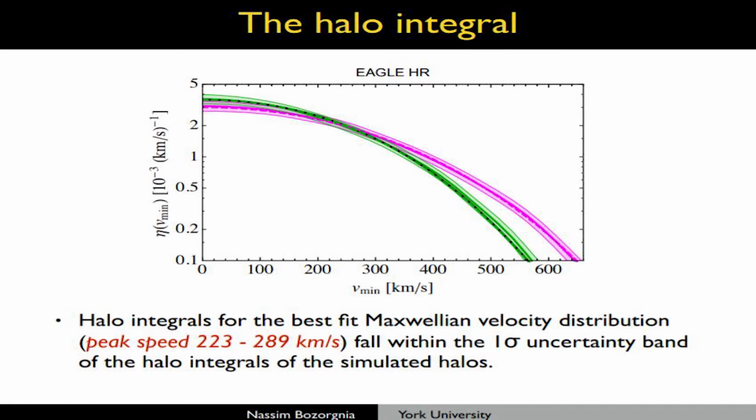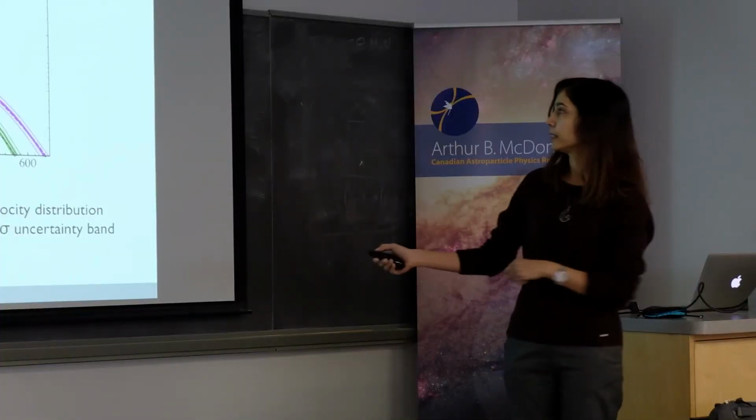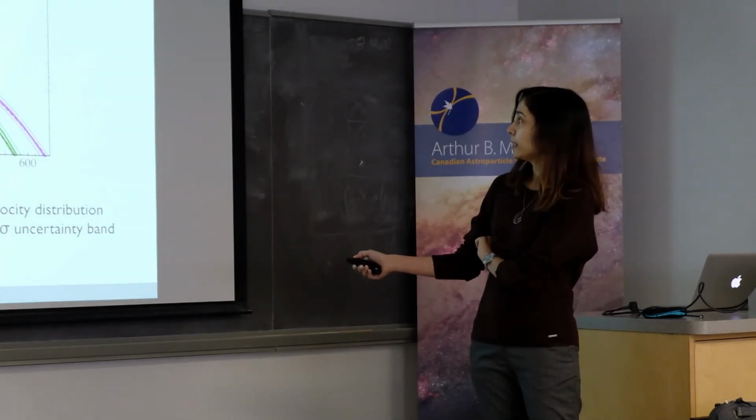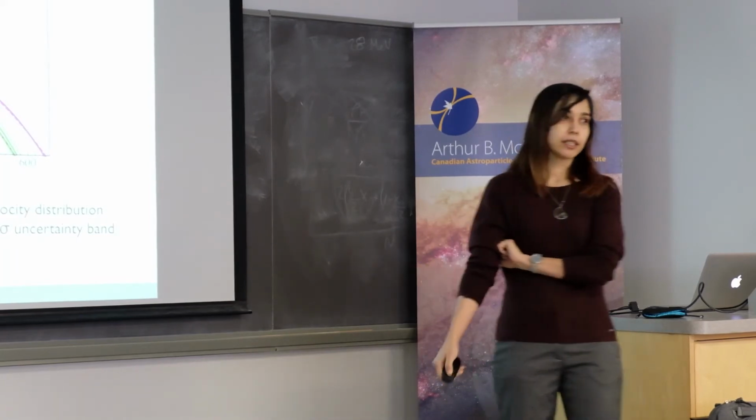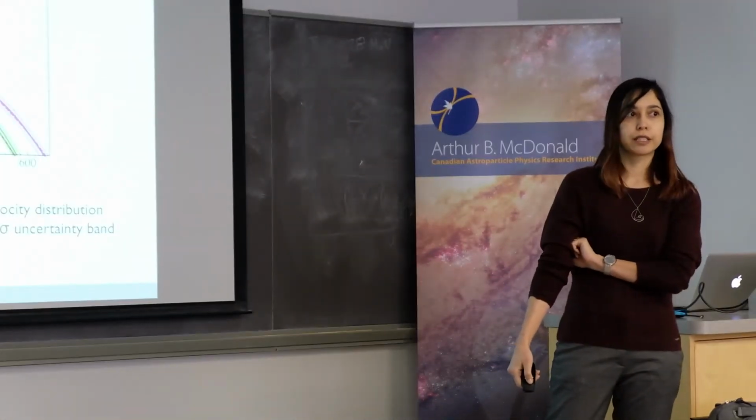So what you see here is the 1 sigma uncertainty band of one halo, and this is the other halo. The black is the standard halo model halo integral, and the dashed colored curves are the best fit Maxwellian halo integrals, which you find analytically: you find the best fit Maxwellian, analytically find the halo integrals, and plot them. You see that the best fit Maxwellian halo integrals fall within the 1 sigma uncertainty band of the halo integrals of the simulated halos.